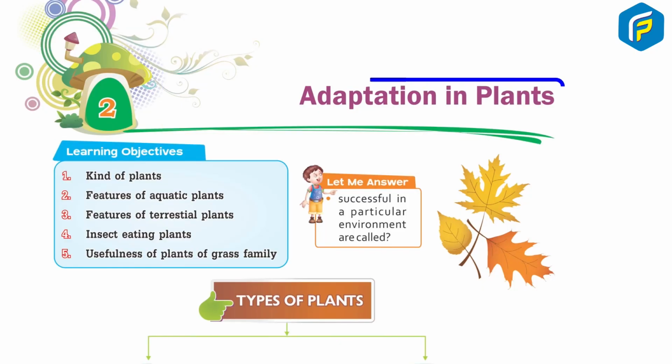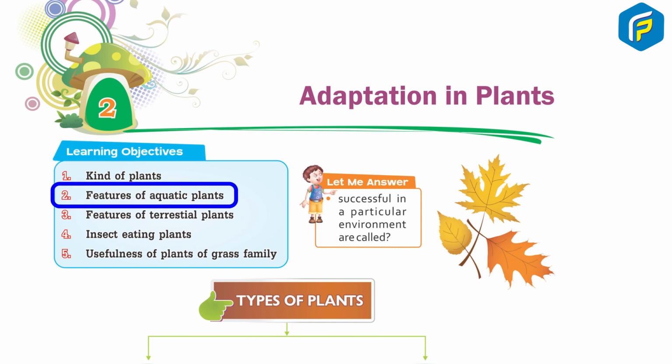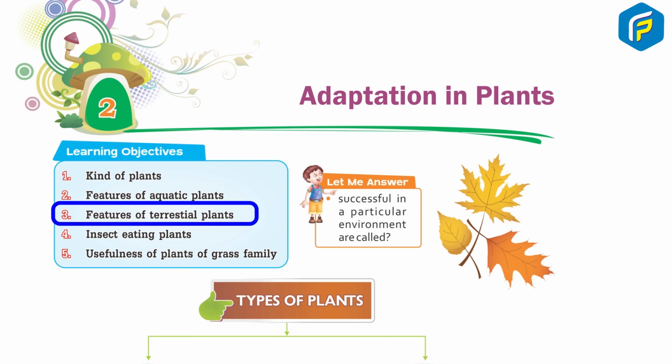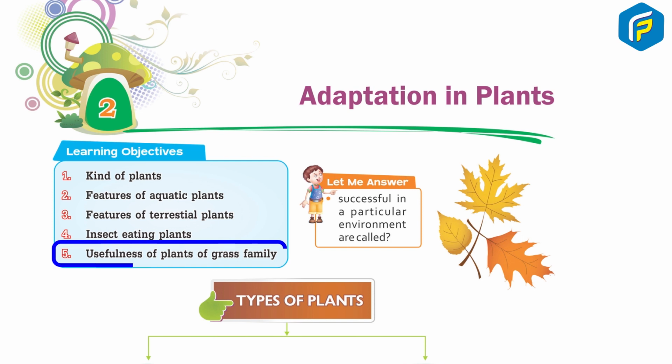Chapter 2: Adaptation in Plants. Learning objectives: 1. Kinds of plants. 2. Features of aquatic plants. 3. Features of terrestrial plants. 4. Insect-eating plants. 5. Usefulness of plants of the grass family.